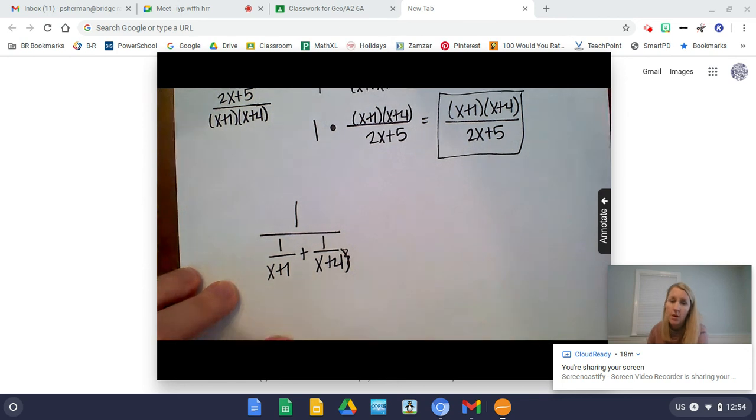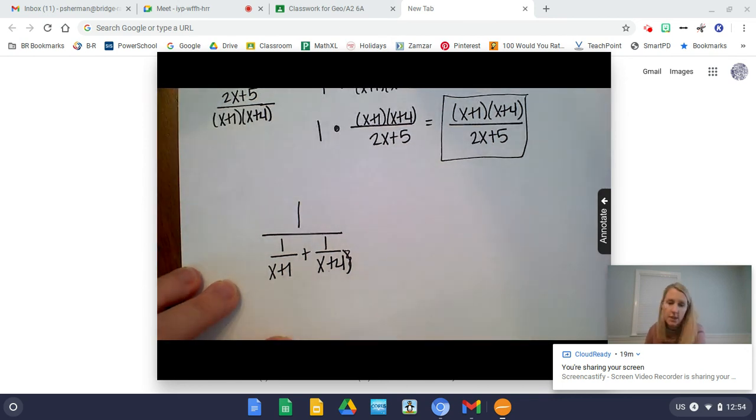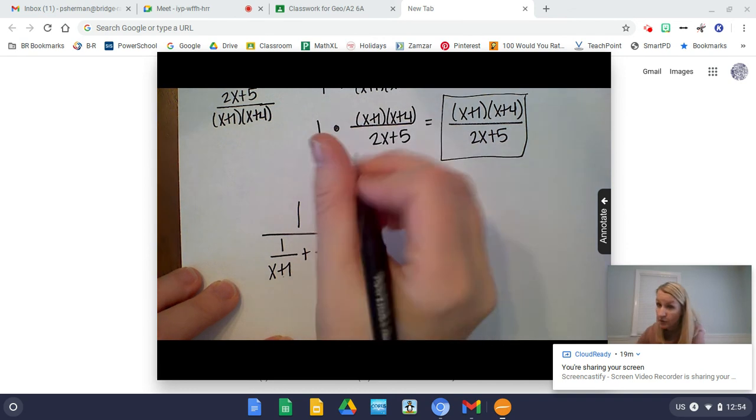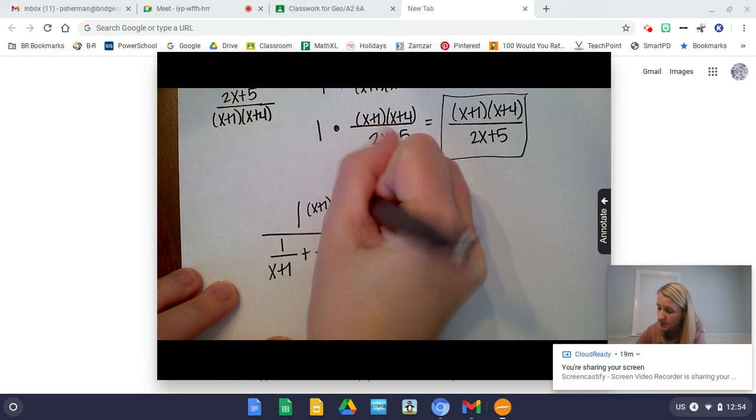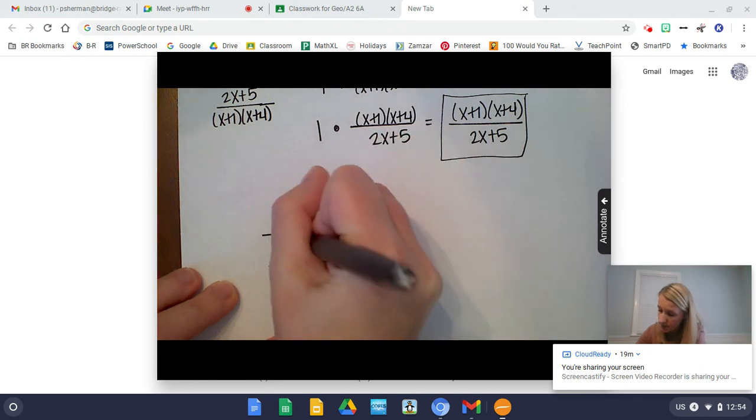Back when we were doing this, we said the common denominator is x plus 1, x plus 4. Once you find that common denominator, you can multiply everything by it. So every term gets multiplied by x plus 1, x plus 4. You're going to see the magic that's about to happen.